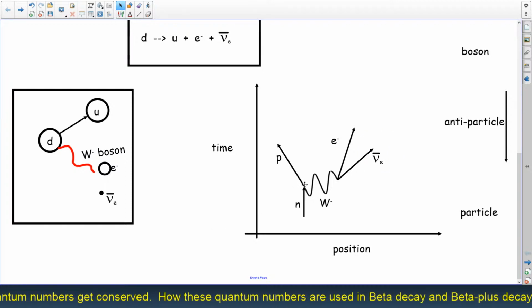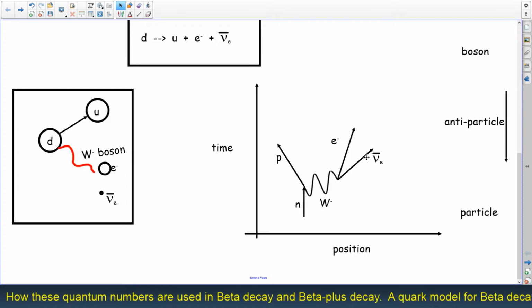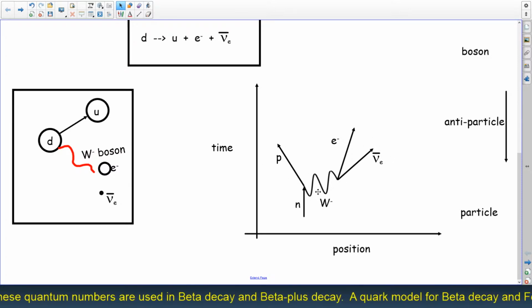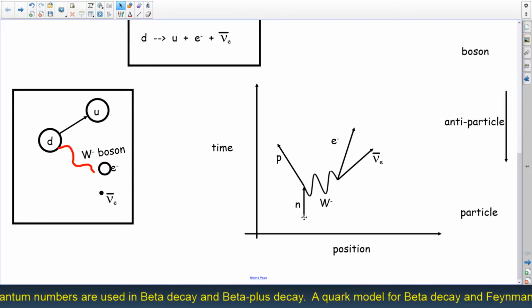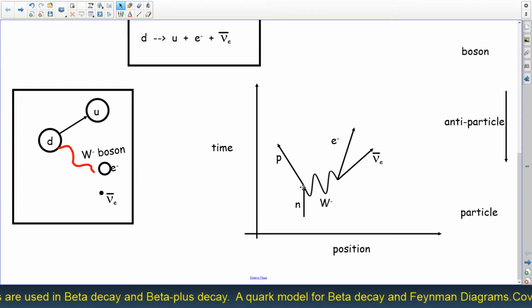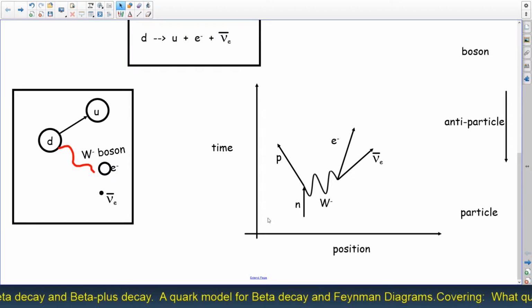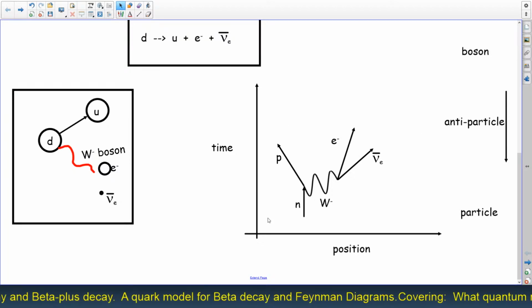Now, the proton had to go this way because of conservation of momentum. Because the electron is changing its position in this direction, and I've got the electron anti-neutrino going this direction as well, the proton must go in the opposite direction, because the neutron was not changing position in the first place. So there is a conservation of momentum involved there. And this is a Feynman diagram. And this is how it looks for beta decay.